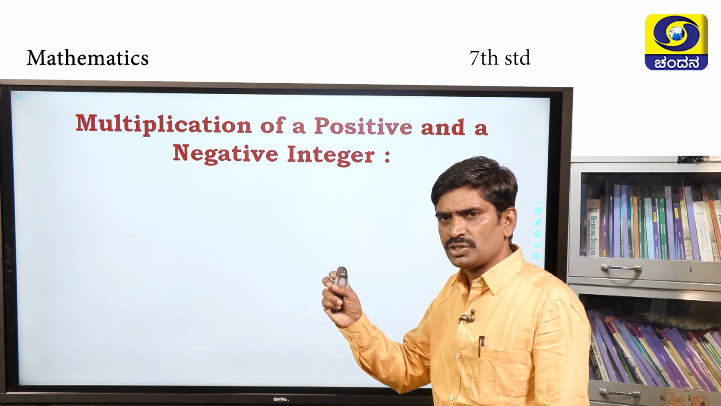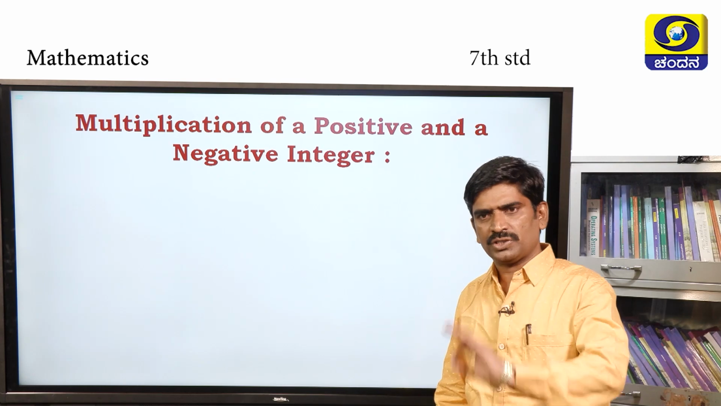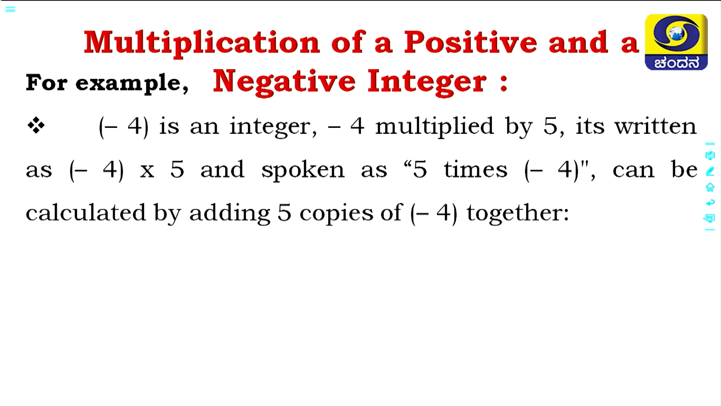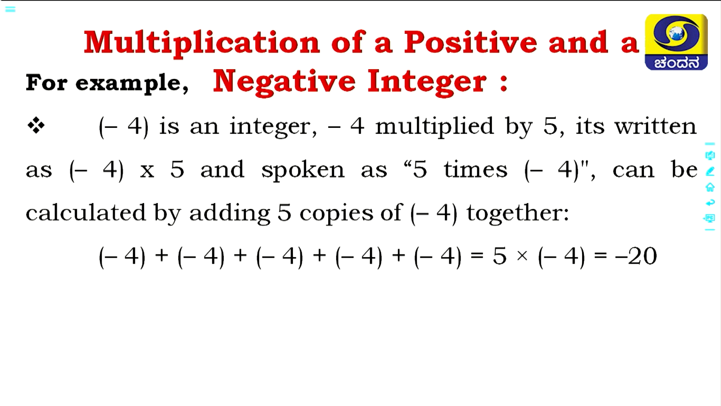Multiplication of a positive and a negative integer. Take a positive and a negative integer. For example, minus 4 is an integer, multiplied by 5. It is written as 5 into minus 4 and spoken as 5 times minus 4, which can be calculated by adding 5 copies of minus 4. That means minus 4 plus minus 4 plus minus 4 plus minus 4 plus minus 4, 5 times, is equal to 5 into minus 4, that is minus 20.